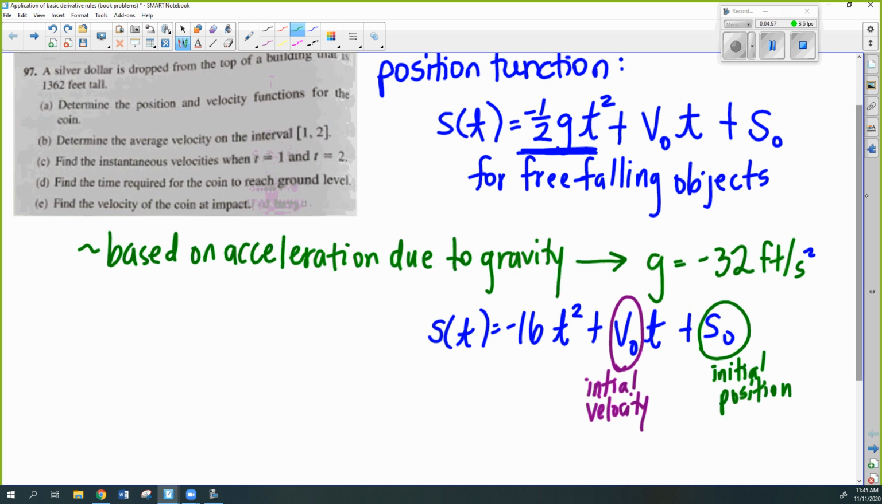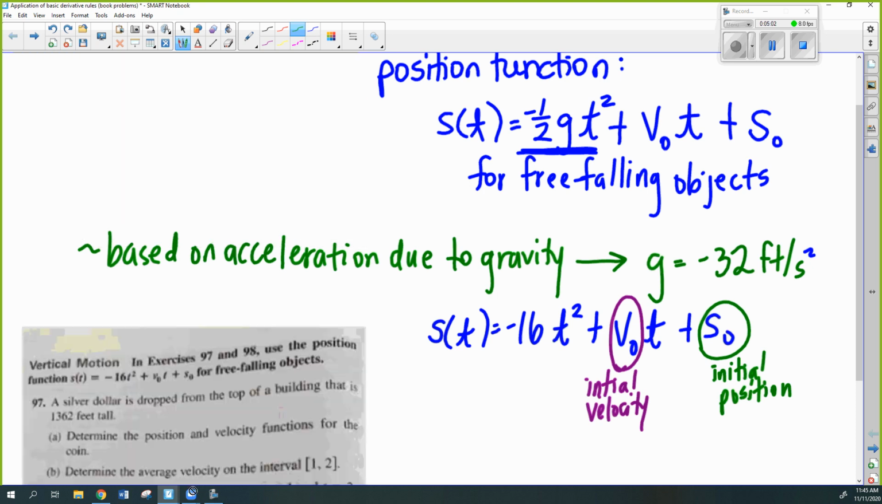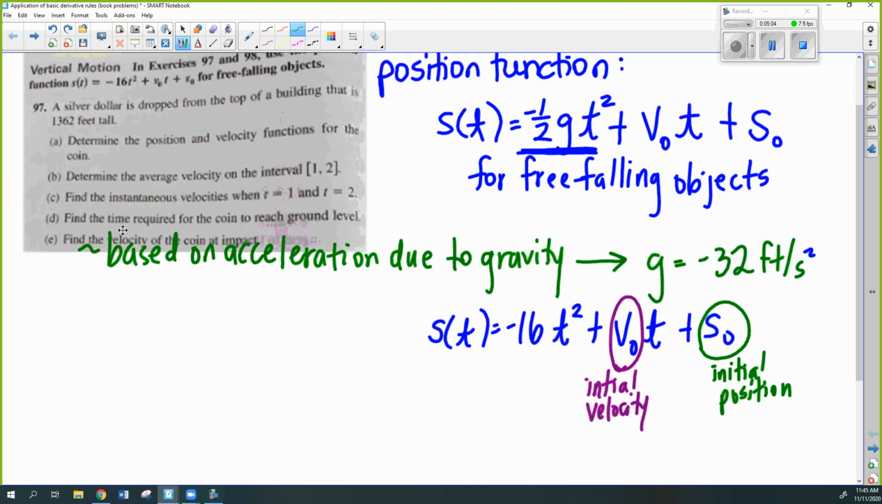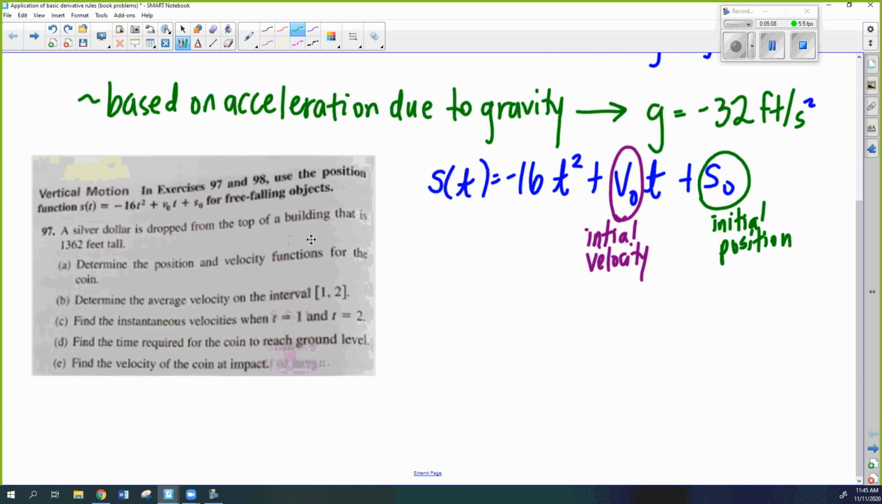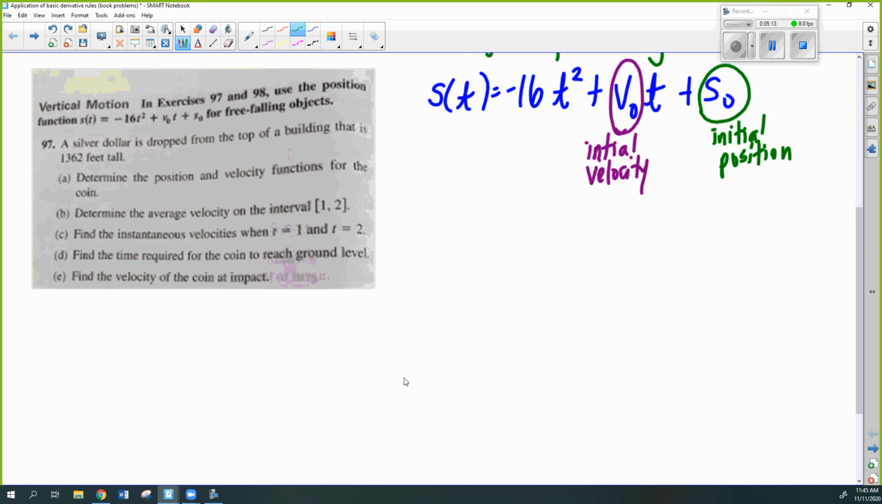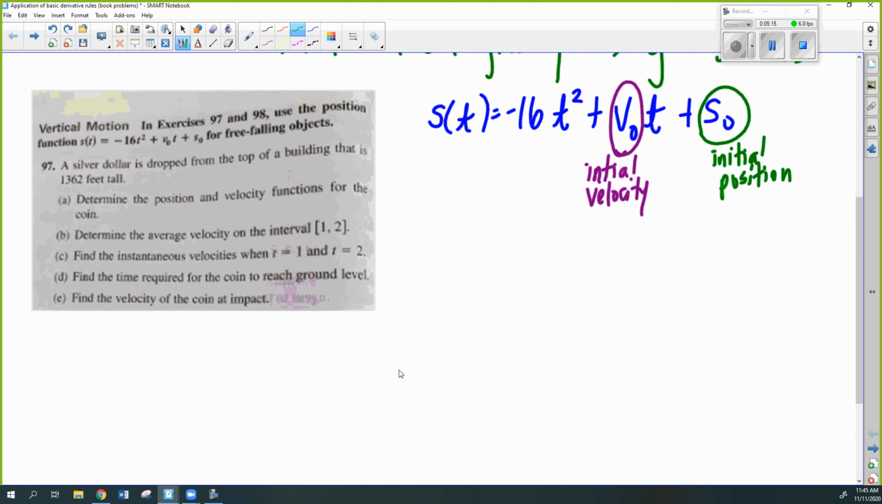All right, so I am going to have to slide it down a little bit so we can actually work the problem. Here we go. That's what I need to see all at the same time. Okay. So again, you might want to label your paper. We're doing problem number 97. All right. And the first thing I want to do is actually come up with a position function.